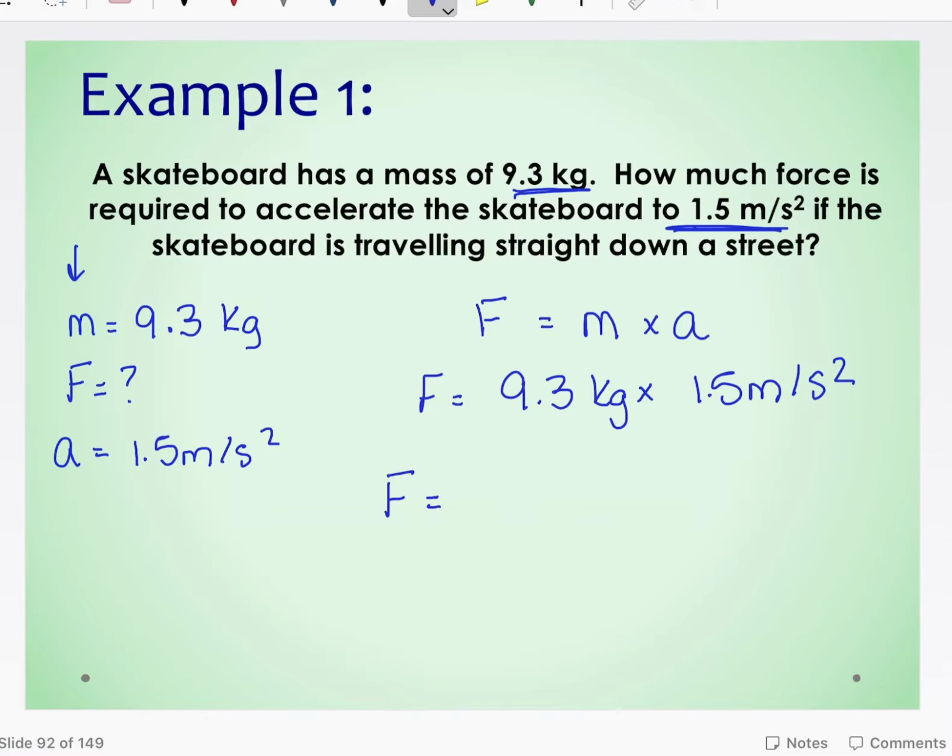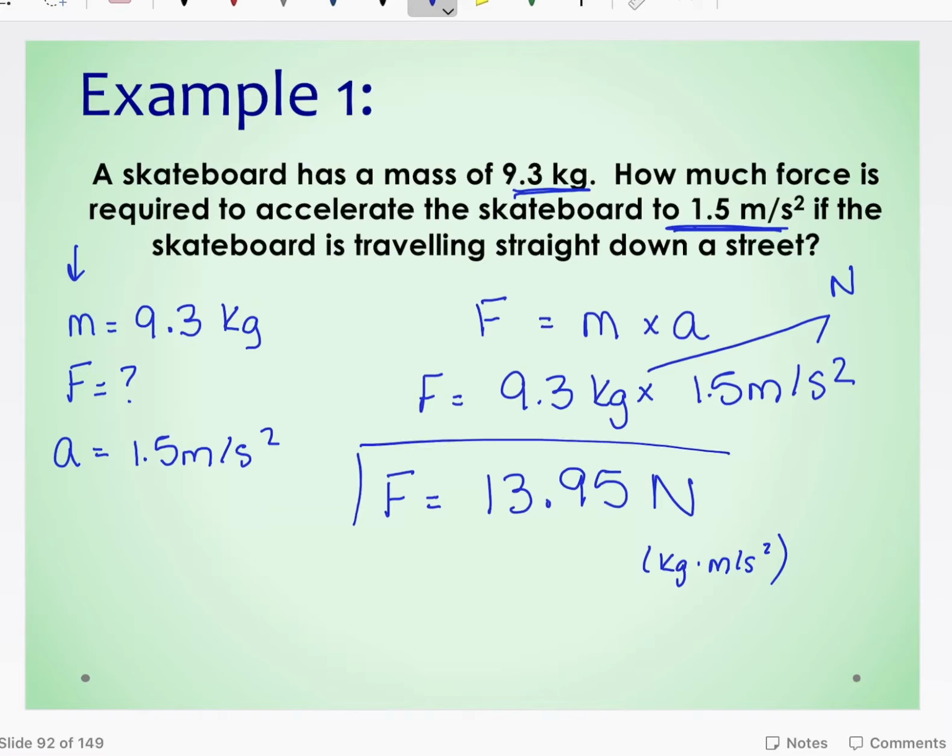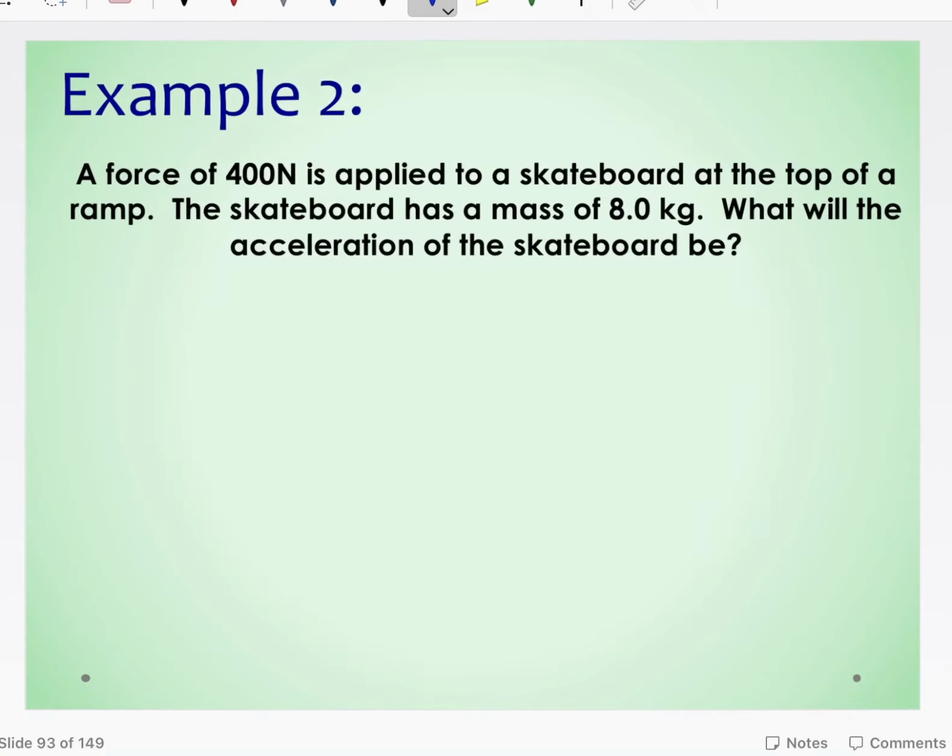No big tricks here. Mass times acceleration, you simply multiply, and that equals 13.95. My units here are kilograms and meters per second squared, but that is equivalent to a Newton. If you put kilogram meter per second squared, that would be correct as well. But typically, forces are written in newtons. That's all there is to that.